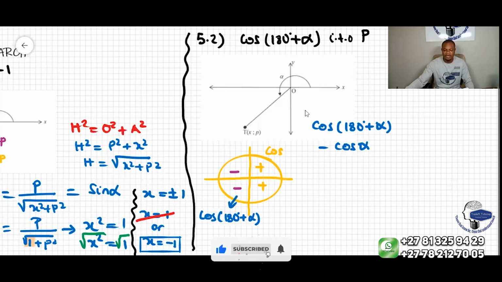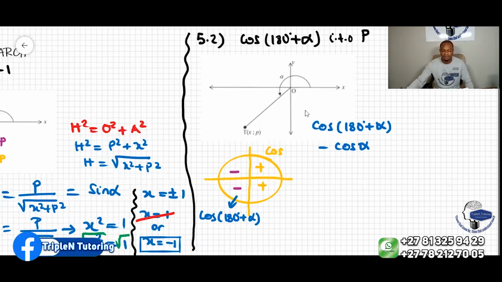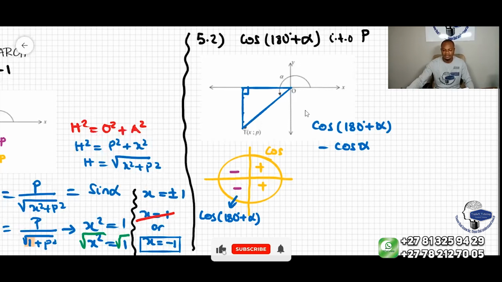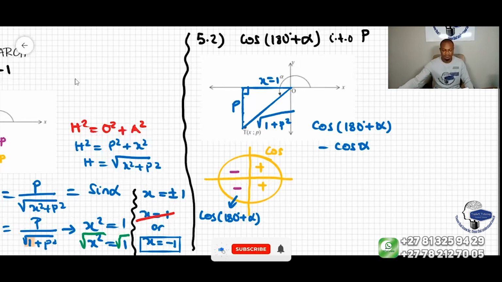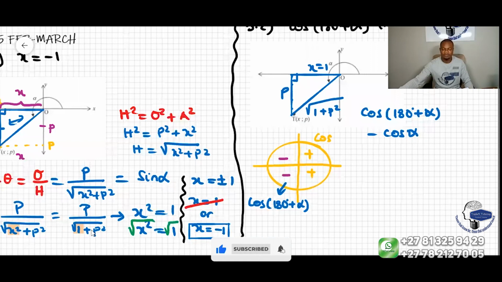Now, how can we work this out? Let's first work out cos of alpha. We have our triangle over here. This is x and this is p. And with this one, we found it earlier. It was x squared plus p squared, but we do know the value of x already is 1. So I'm going to write 1 plus p squared. In the previous question, we worked out this was 1 plus p squared.